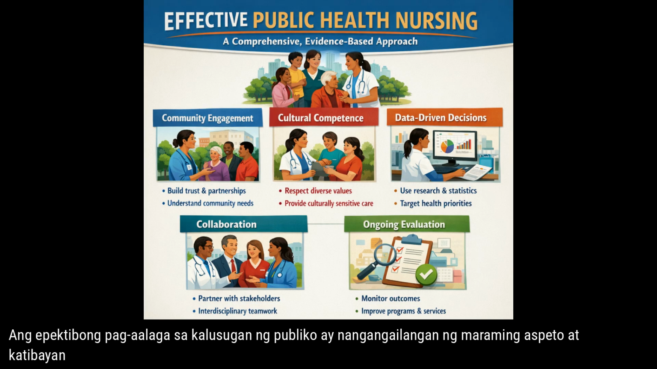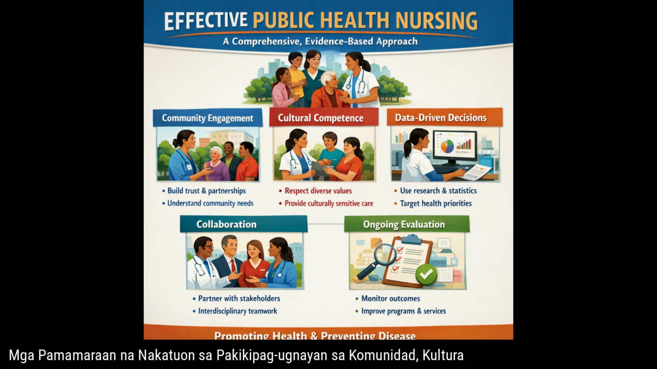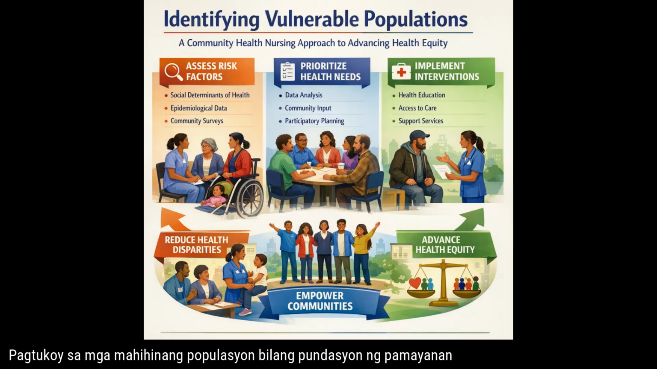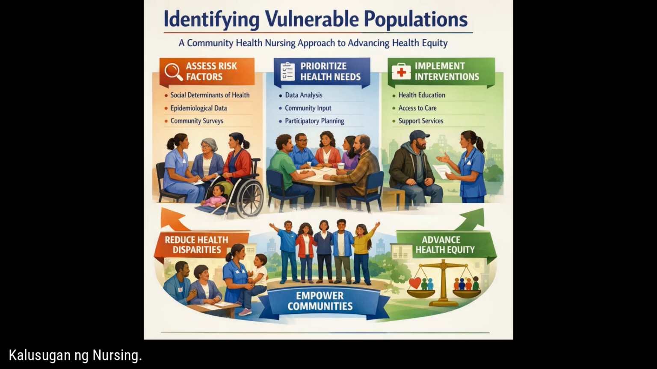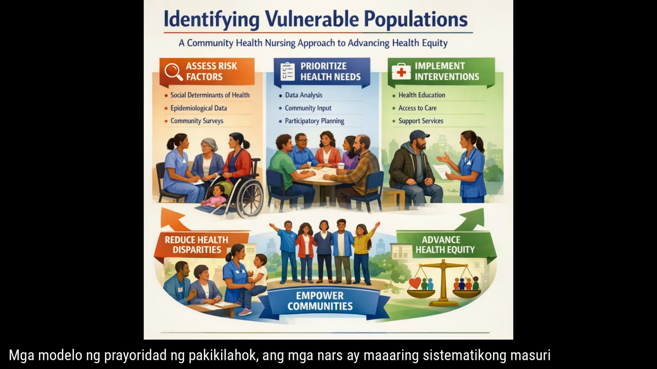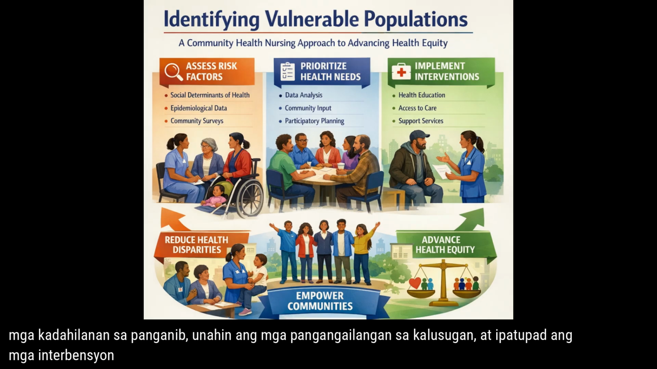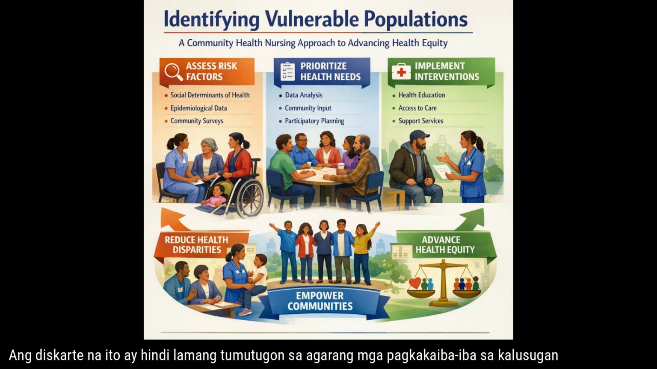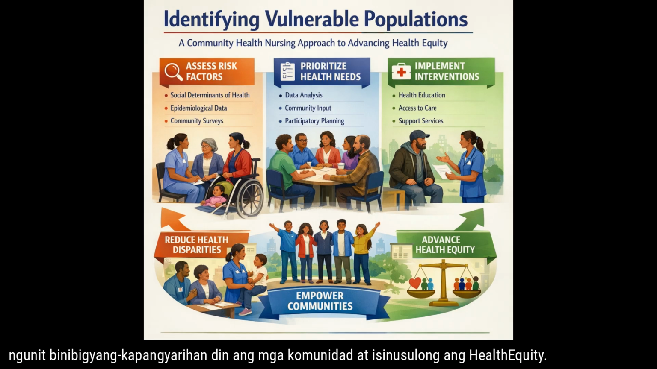Effective public health nursing requires a multifaceted, evidence-based approach that centers on community engagement, cultural competence, data-driven decision-making, collaboration, and ongoing evaluation. Identifying vulnerable populations is a cornerstone of community health nursing. By leveraging structured frameworks, robust data sources, and participatory priority models, nurses can systematically assess risk factors, prioritize health needs, and implement interventions that are both effective and equitable. This approach not only addresses immediate health disparities but also empowers communities and advances health equity.